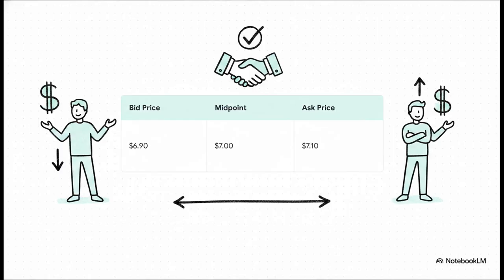Think of the stock market like an endless negotiation. You have buyers, represented by the bid price, who want to pay, let's say, $6.90 for an option. Then you have the sellers, represented by the ask price, who are holding out for $7.10.